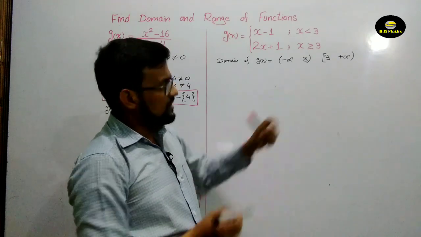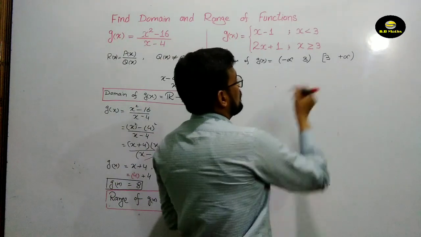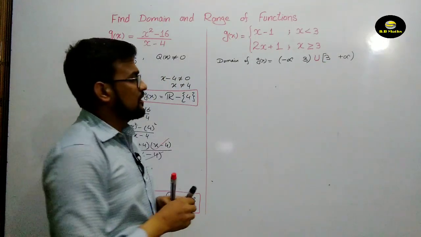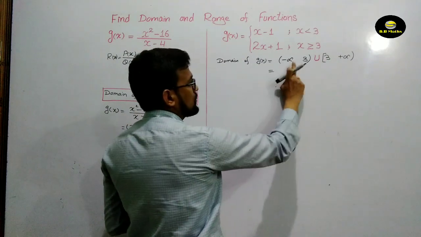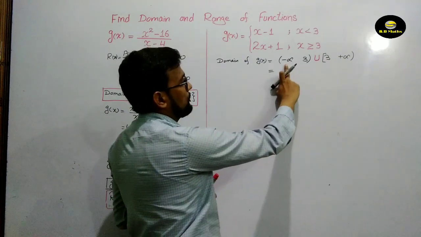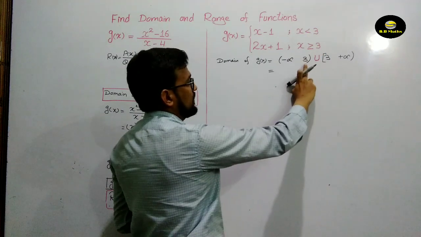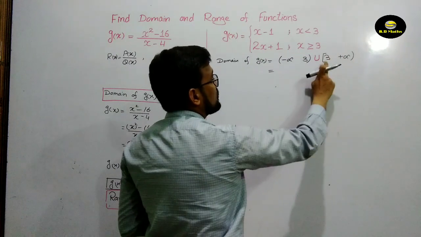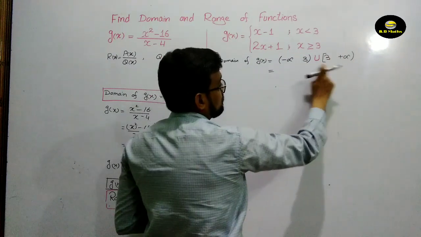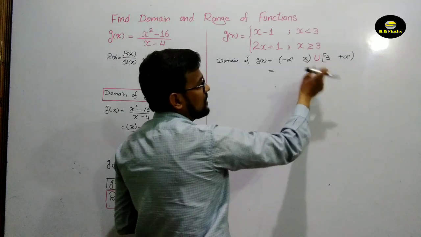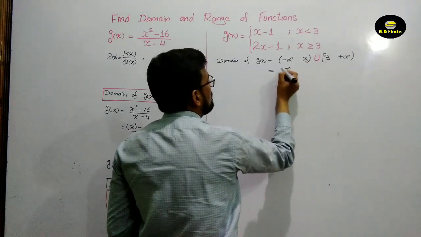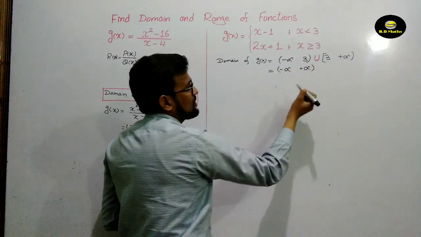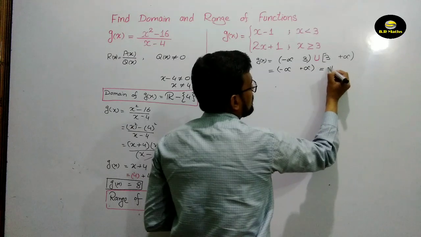Okay, the union of these two domains becomes... see this, the first function said 3 is not included, but in the second function 3 is included. So when we take a union, 3 is combined and the domain will be negative infinity to positive infinity. We can also say all real numbers.